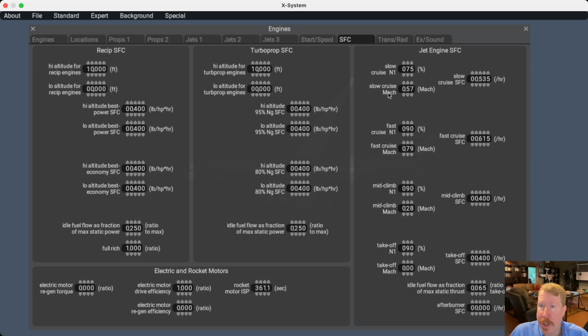And our slow cruise, if we slow it on down, maybe 75% N1, 0.57 Mach. Boy, that's slow for a 737. I don't think anyone's going to operate the airplane that slow. Then your cruise SFC goes down to 0.535.